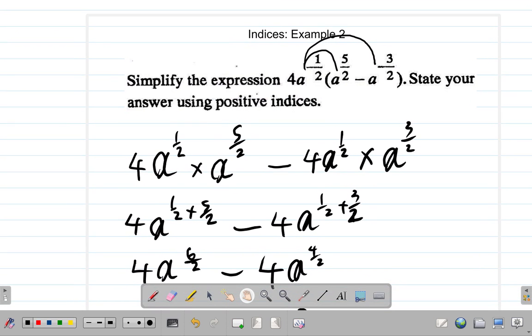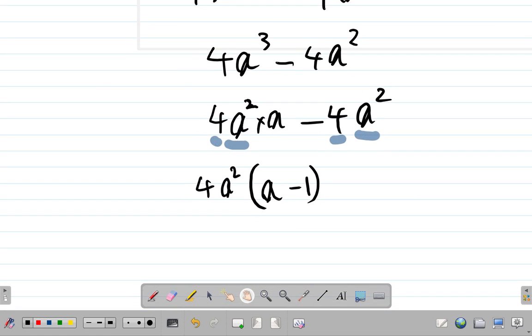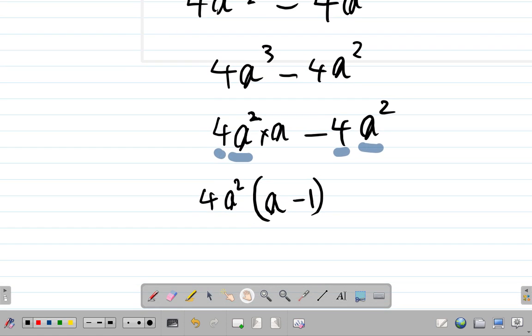So this asks you to simplify. State your answer using positive indices, not negative indices. Positive. So here, this is what you have.